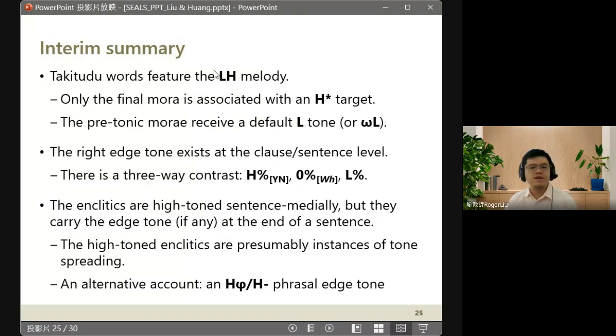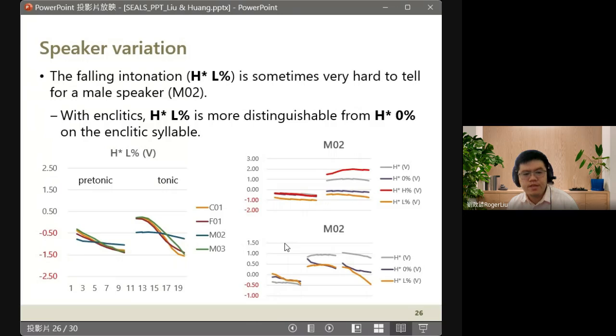So to summarize, we can see Takitudu features the LH melody, and the right edge tone exists at the clause or sentential level. There is a three-way contrast. The enclitics are high tone medially, but they carry the edge tone at the end of the sentence. And there is some speaker variation: there is a speaker whose falling tone is very hard to tell from the utterance of H star 0%. However, the falling pitch is more distinguishable on the enclitic syllable here.